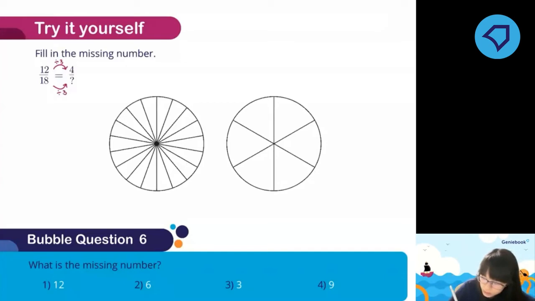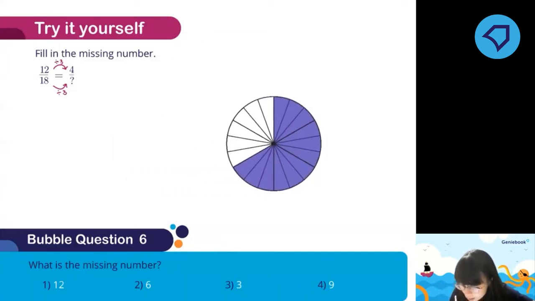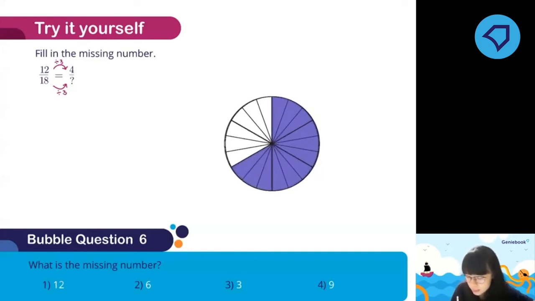We have, oh, I need to color 12. Hold on. 1, 2, 3, 4, 5, 6, 7, 8, 9, 10, 11, 12. Then we have 1, 2, 3, 4. So let's move it together. And you realize that, hey, they occupy the same amount of space. Okay, so we're going to take 18 divided by 3. Your answer should be 6 over here. So the answer is option number 2.